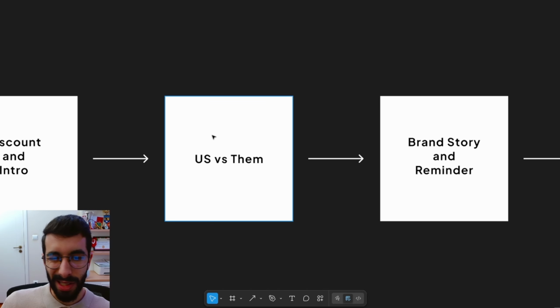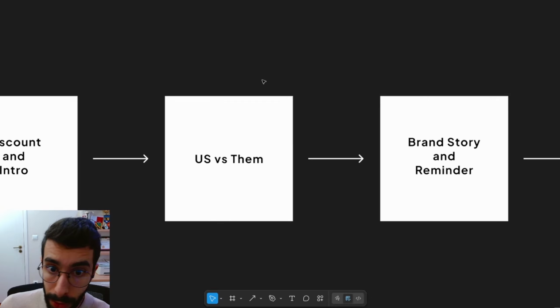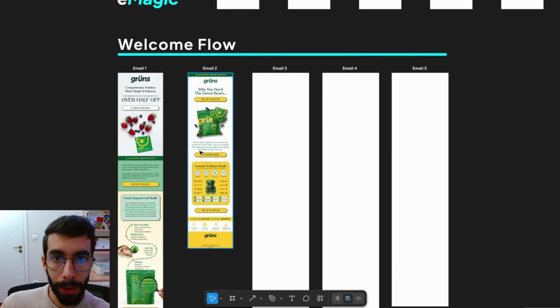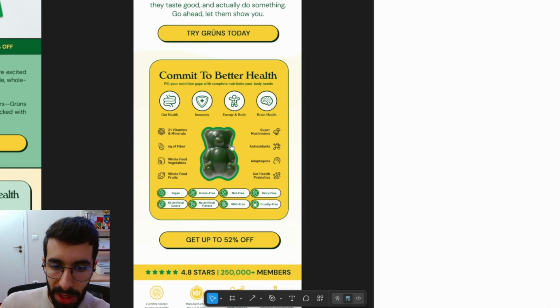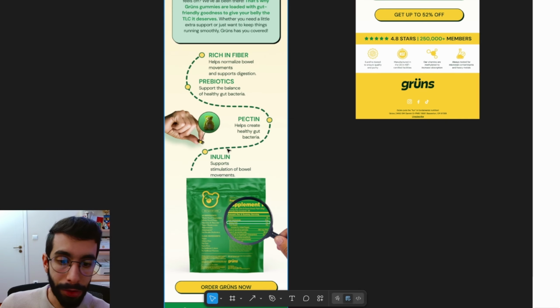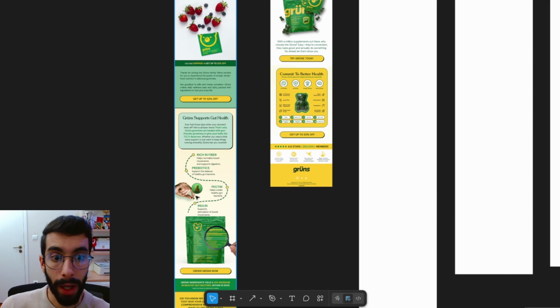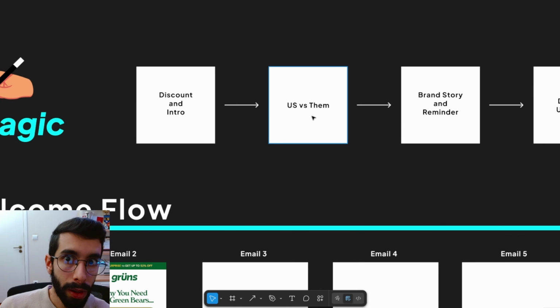The second email is what I like to call the intro 2.0. This is where you go a little bit deeper on why you are good. You can use us versus them. You can use reviews. You can use a different example of the benefits of your product. For example, this right here is pretty much the same thing as this, but in a different way, okay? Very, very important. So this is basically different angles, okay? Keep that in mind. So yeah, this is basically intro 2.0.